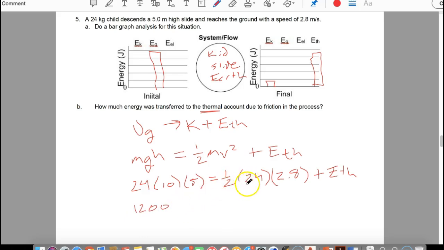And then if I have 1/2 of 24 times 2.8 squared, I should end up with 94 joules. So I'm going to subtract that from both sides, and then that should be equal to my thermal energy. 1200 minus 94 is going to give me 1100 and about 10 or so joules, and that is equal to the thermal energy, and that is your answer.